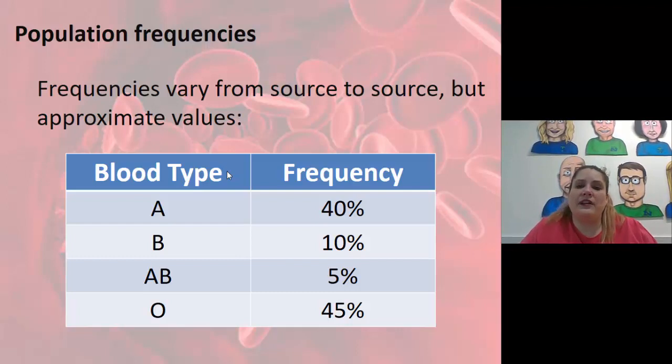So in our population, about 40% of our population has type A blood. About 10% has type B blood. About 5% has type AB blood. That's me, I'm super rare. And about 45% has type O blood. If you haven't written those down yet, make sure you write them down because you are going to need those as we carry on.